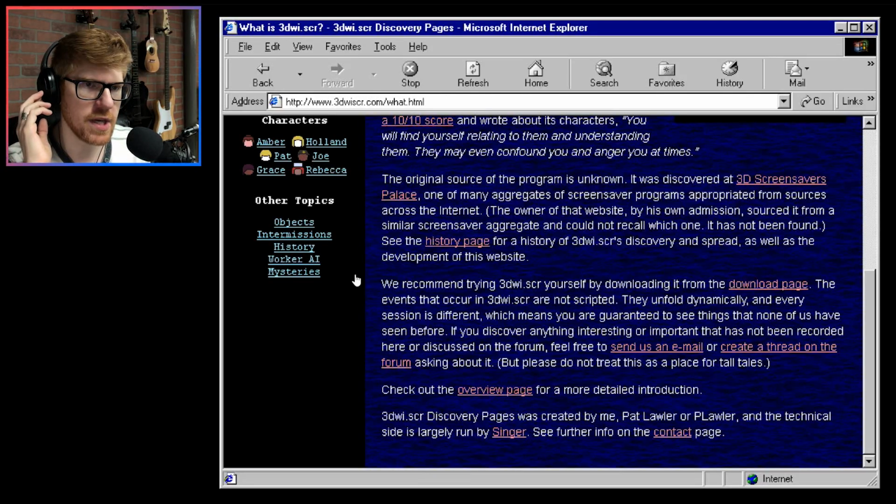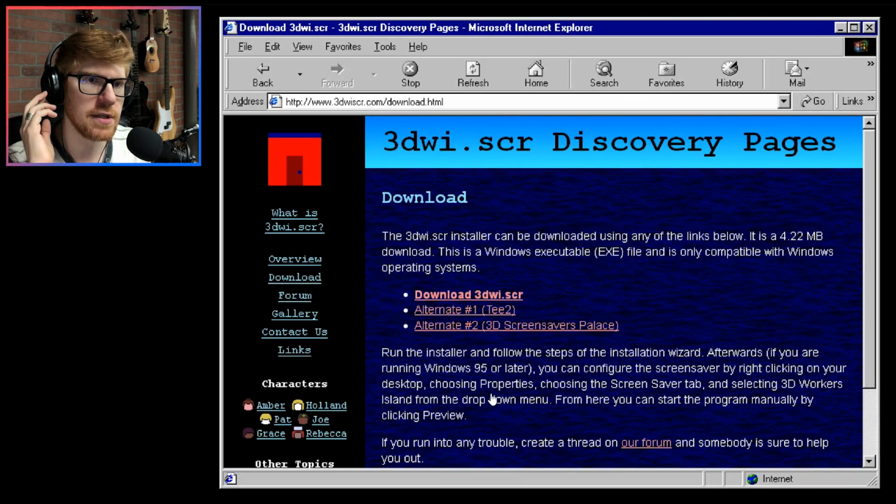All right, so can I click on any of those things? Let's see. Overview page. Nope, this is download page. The 3D Whisker installer can be downloaded using any of the links below. 1, 2, 3. We got 3 links, guys. It's a 4.22 megabyte download. It's an executable, only compatible with Windows.